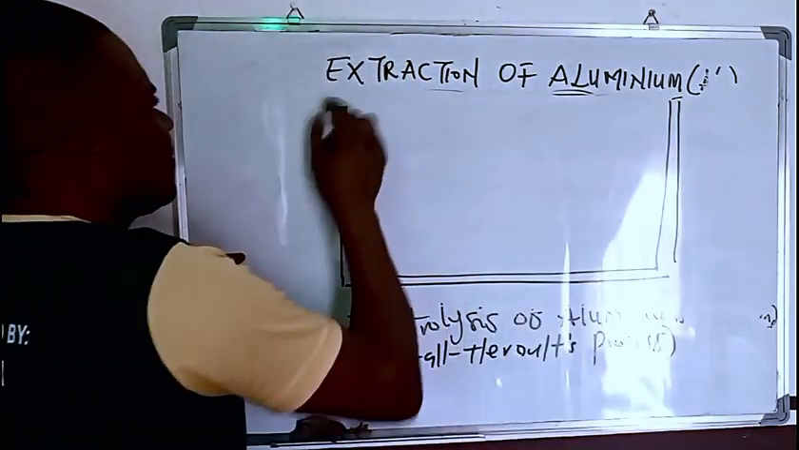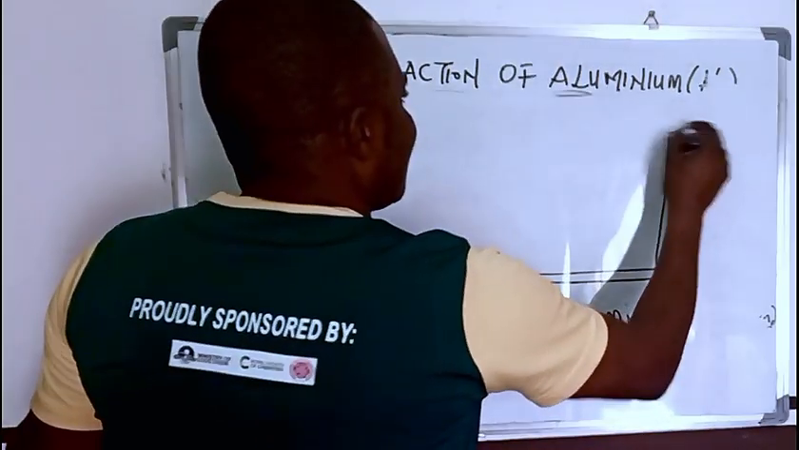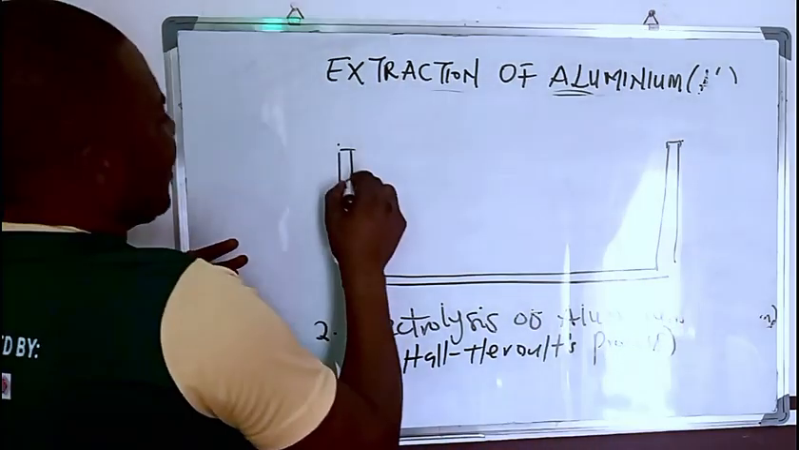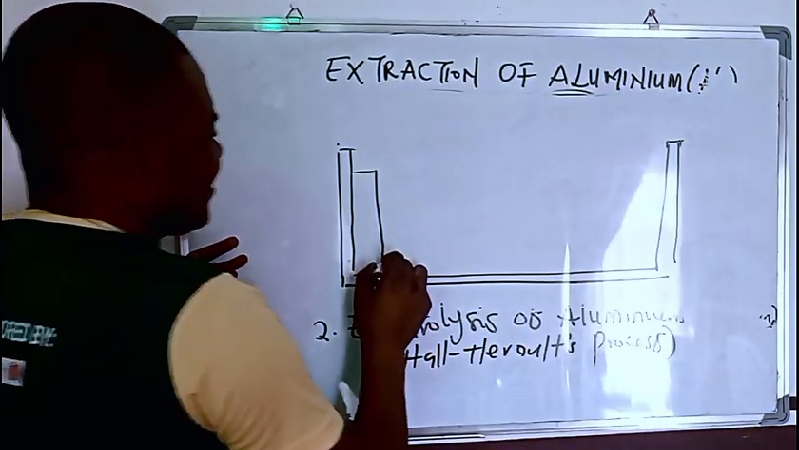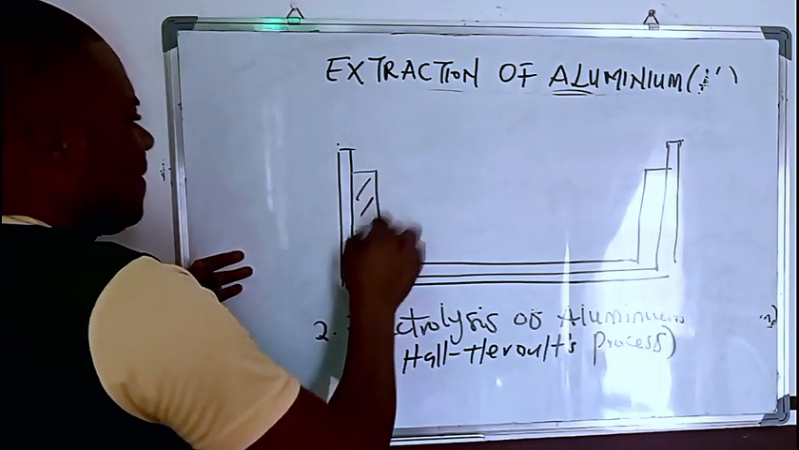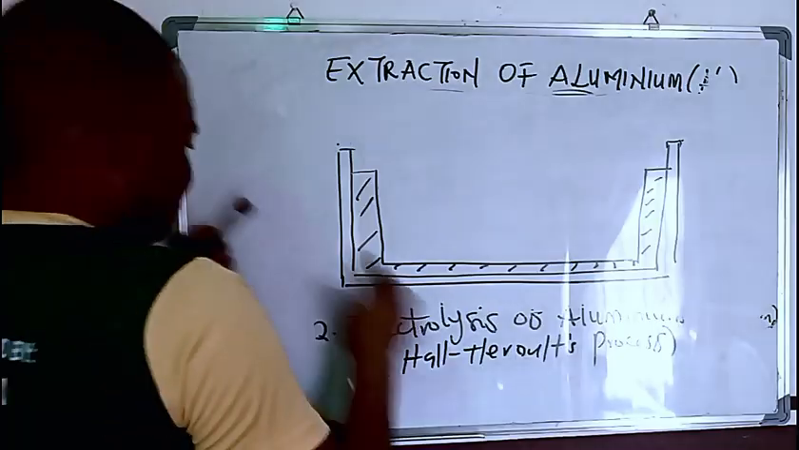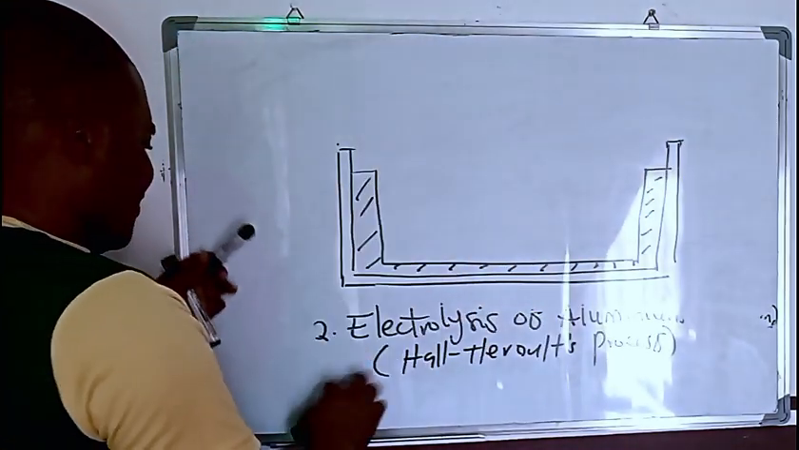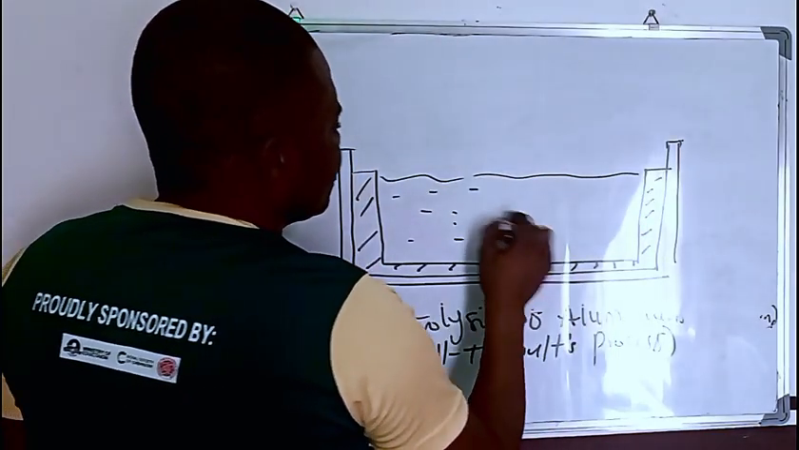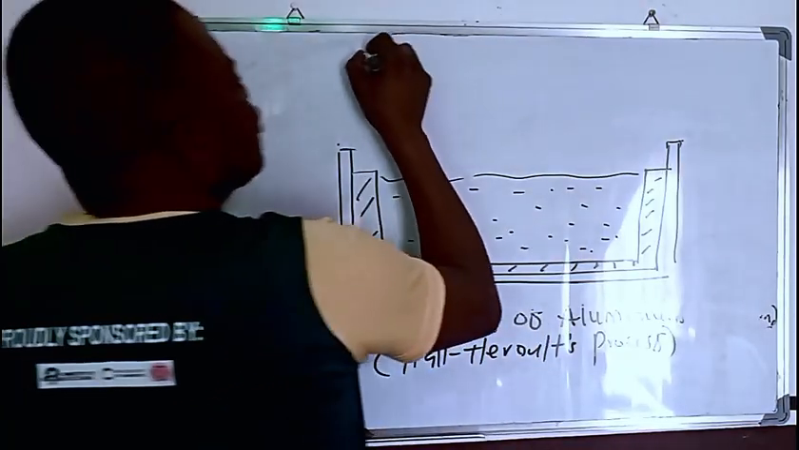Okay, so I have the steel cell. We have the steel cell, and then we have a lining here like this. We have a lining, okay? And we also have, in here, a solution, okay? We have a solution. And then we have a drop down.